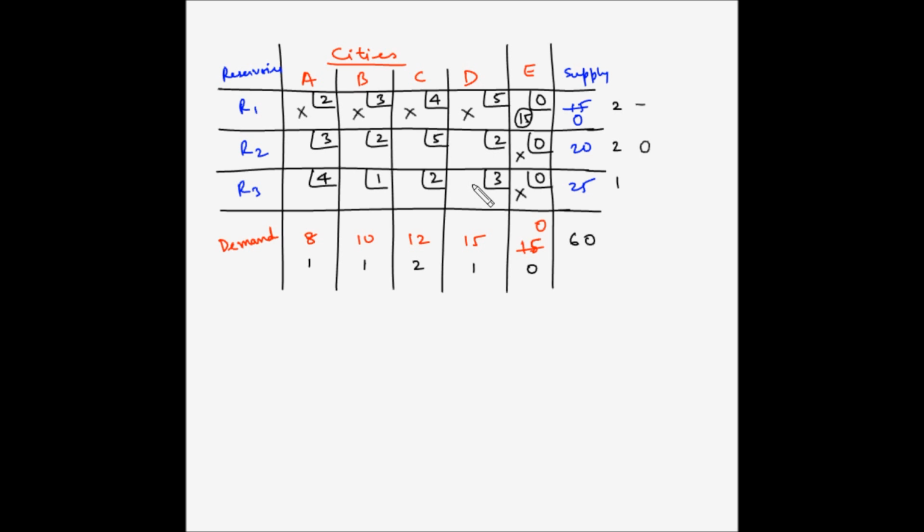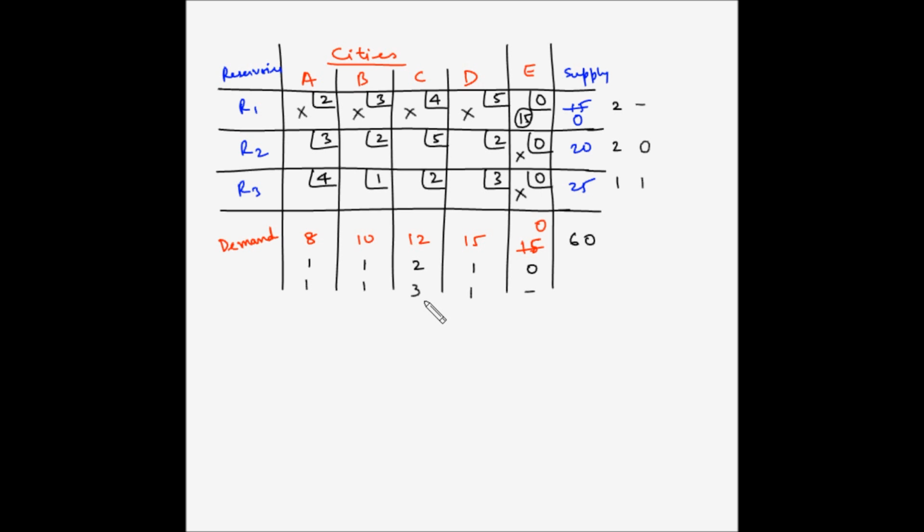Now let's move to the third row. So the lowest is 1 and the next lowest is 2. So the difference is 1. Now let's move to the columns. So for the first column, 4 minus 3, 1. For the second column, 2 minus 1, which is 1. For the third column, 5 minus 2, which is 3. Fourth column, 3 minus 2, which is 1. And fifth column has been completely allocated, so we'll skip it. Now the next step is to select the row or column with the largest difference. So let's select column C.